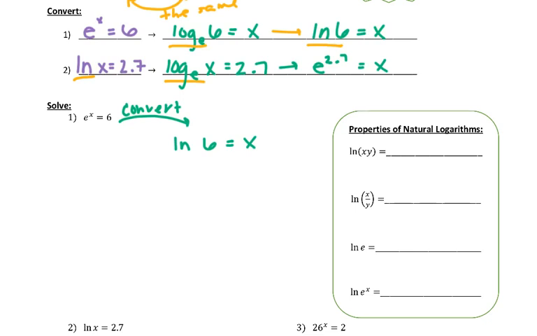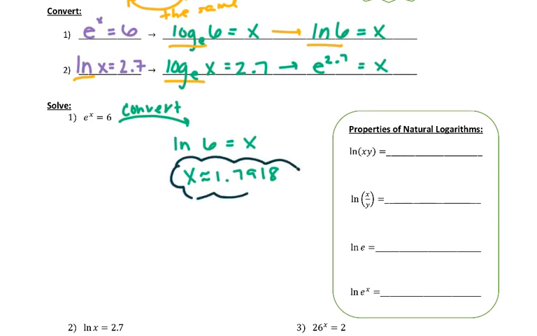Well, your calculator has a natural log button on it. So type in the natural log of 6. And it's going to tell you that x, and it's going to be an approximate answer, is something. And that something is 1.7918. Okay. So that would be your answer.